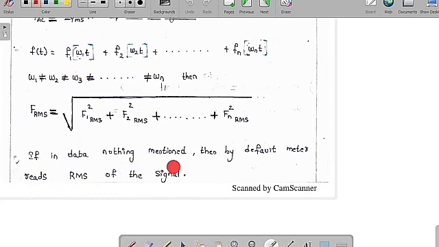If nothing is mentioned in the data, then by default the meter reads the RMS of the signal. So if it is not given what the meter is going to measure, then by default it measures the RMS value of the signal.